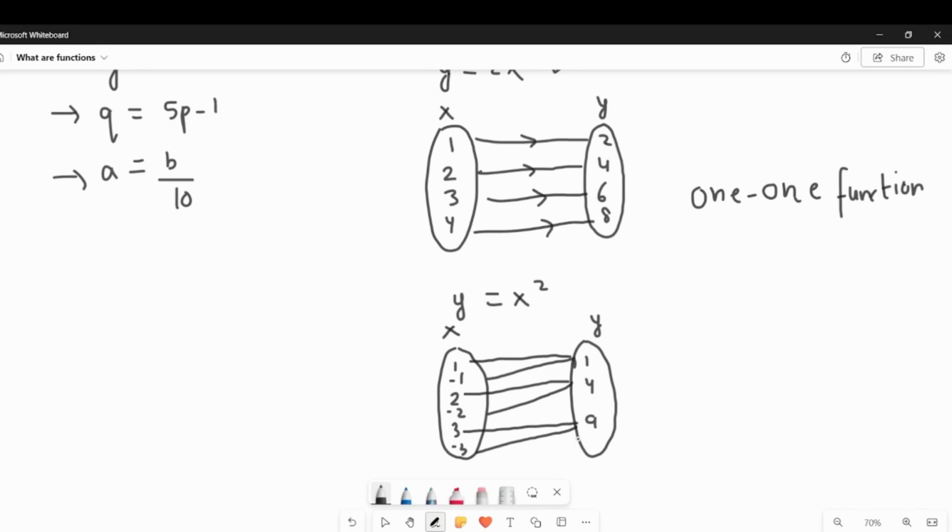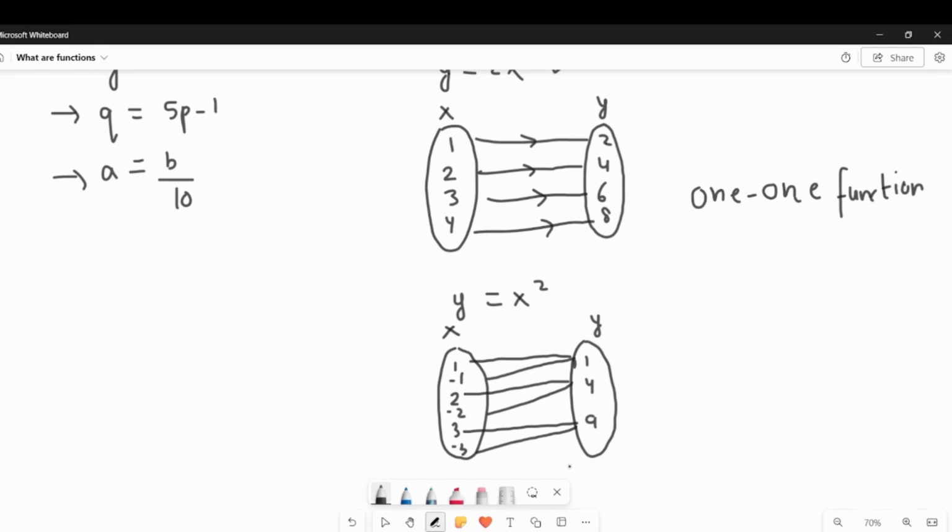So now pause the video and try to answer this, that this relation, will it be a function or not? So let me give you the answer. This relation is a function, right? You can see here that every input on its own is just having one output.